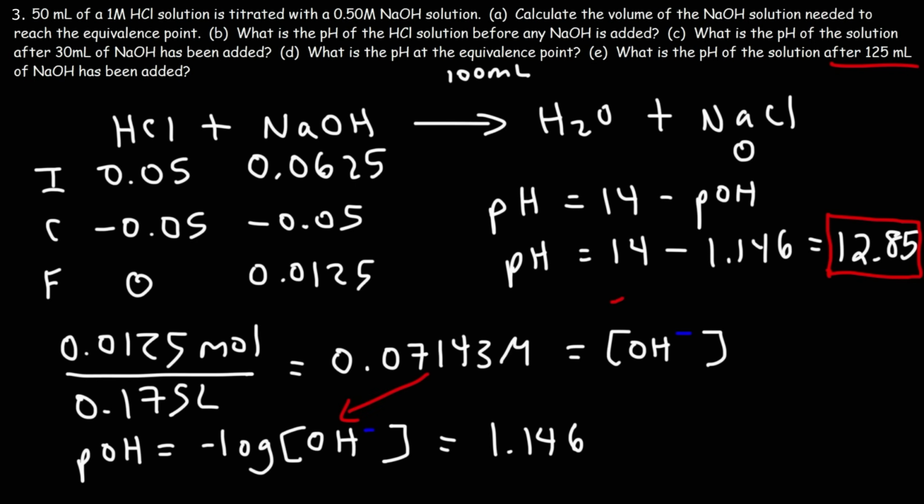Now let's move on to our next example problem, and that is a titration between a weak acid and a strong base.